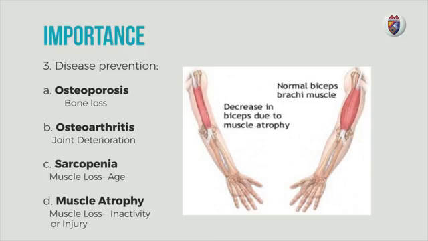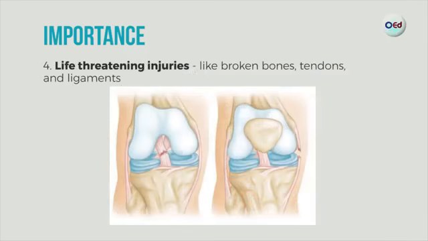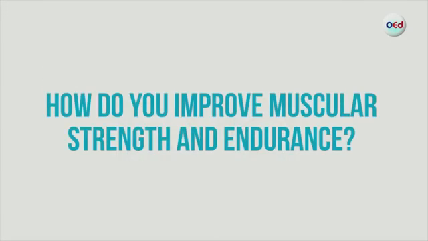of an injury. And the last reason why you need to develop these two components is for you to be protected from injuries. Injuries like broken bones, tendons, and ligaments. When your muscles are strong, they can support your movement efficiently and protect you from any accidents. How do you improve both your muscular strength and endurance?